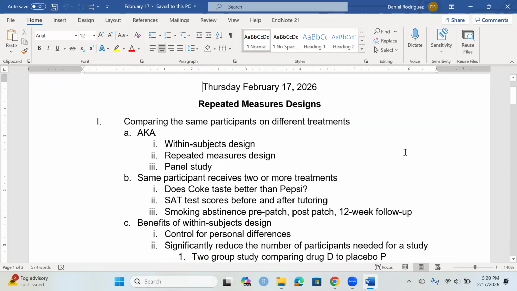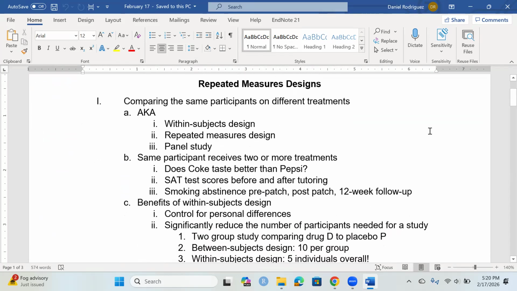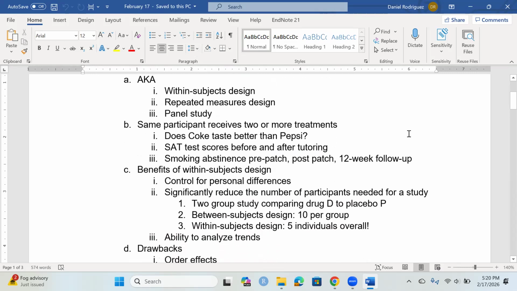With repeated measures designs, we're comparing the same participants on different treatments. They're also known as within subjects designs, repeated measures designs, panel studies. There are different ways to discuss repeated measures designs. Okay, so that's just a couple of different synonyms there.